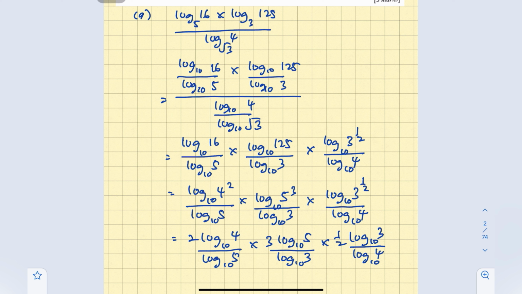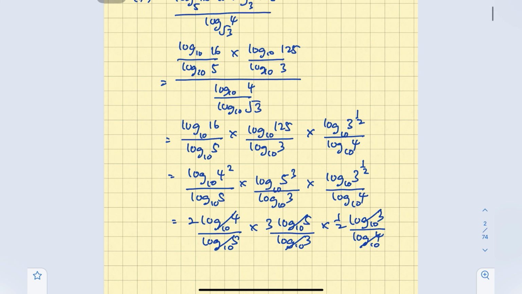Okay, so we can eliminate the 4 and 4. Log 3 base 10 and log 3 base 10 eliminate, log 5 base 10 and log 5 base 10 eliminate. So we are left with 2 times 3 times 1 over 2. So this equals 3.